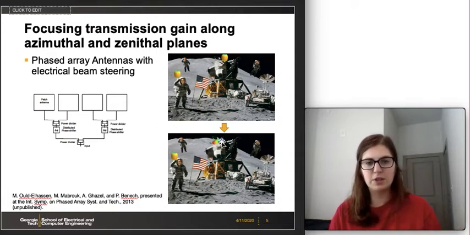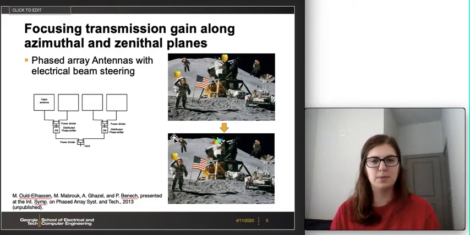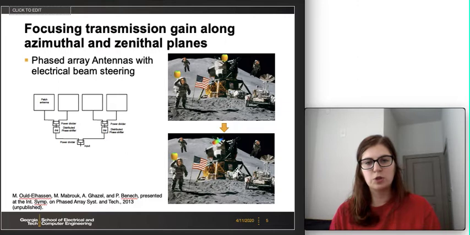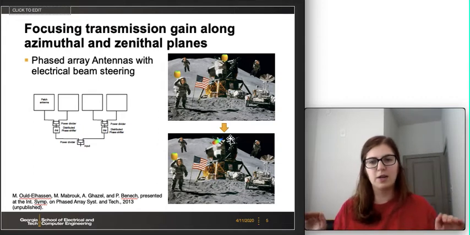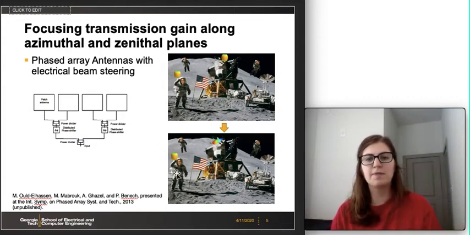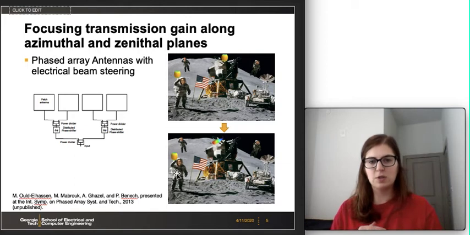So with phase shifting to conduct electrical beam shifting, we can have this antenna circularly covering the azimuthal plane, but not radiating in all directions at the same time, so that you can focus more directivity towards the one astronaut that you want to communicate with in that moment.